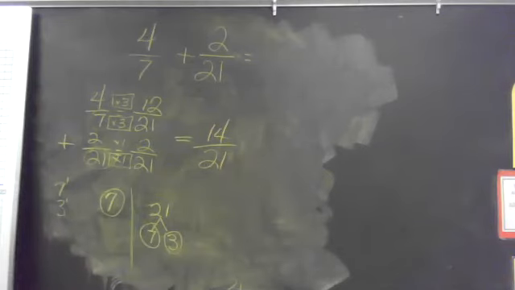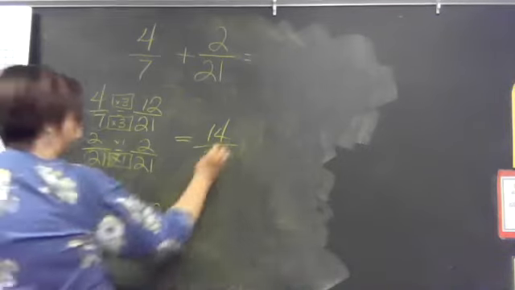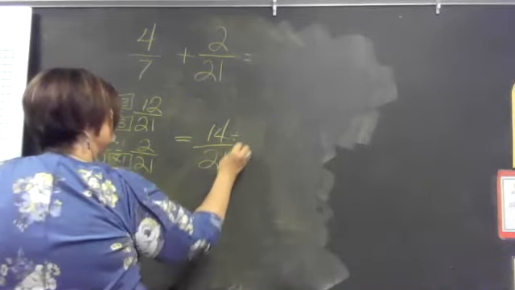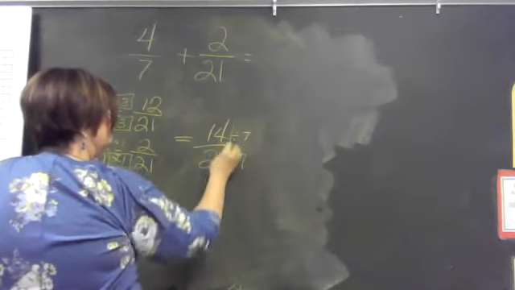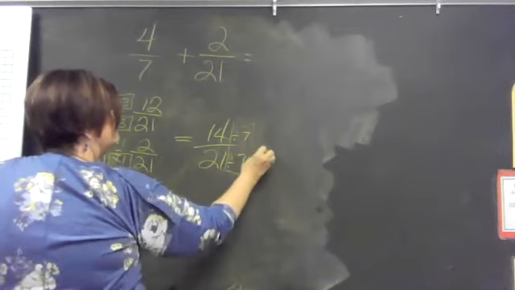Okay, now look at this. This is a good answer, but is it in the lowest terms? You always need to look. It is not in the lowest terms, because the top and the bottom will divide by the same number. What will it divide by? 7. Divide by the same number.